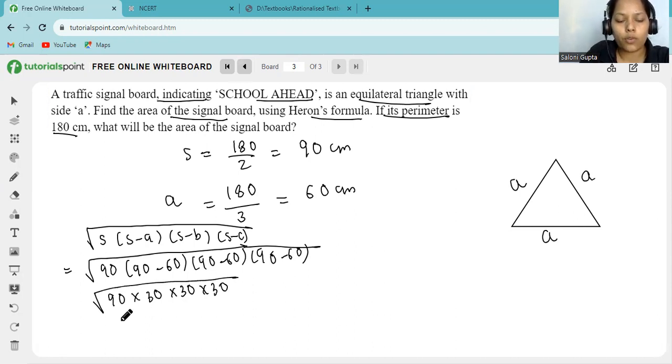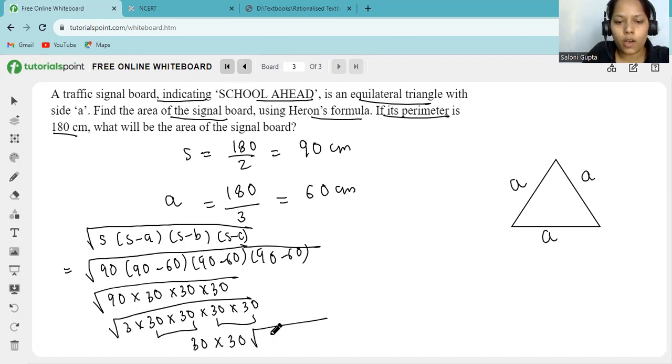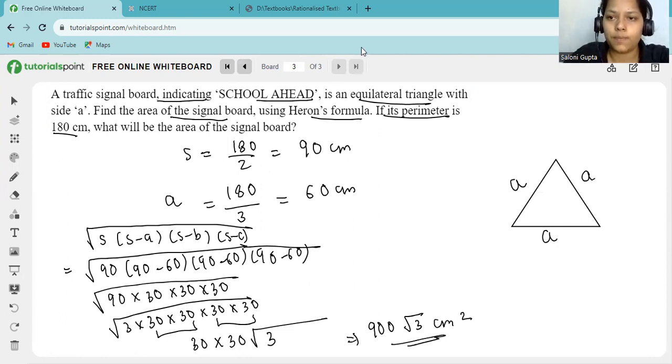Right. So this we can see now. This 90 I can break as 3 into 30. So 3 into 30 into 30 into 30 into 30. Okay, so you can see we can make the pairs now. So 30 into 30 will be outside this square root, and now only 3 will be left. So the answer is 900 under root 3 centimeter square. Okay, so we have done question number 2. I hope you have understood this question. So this is the answer, 900 under root 3 centimeter square.